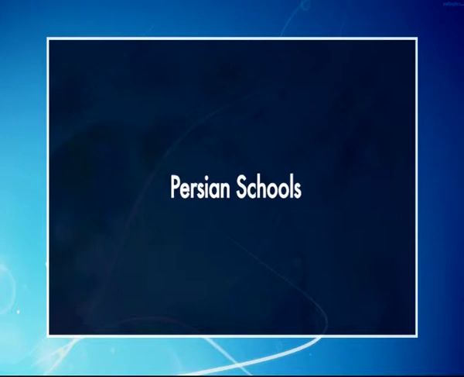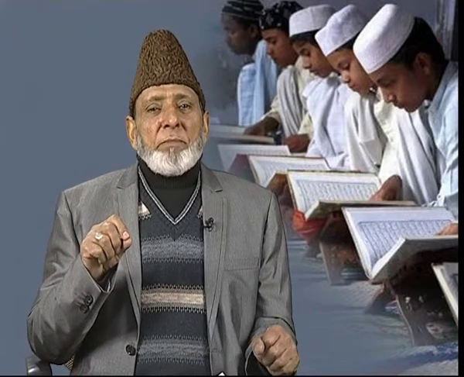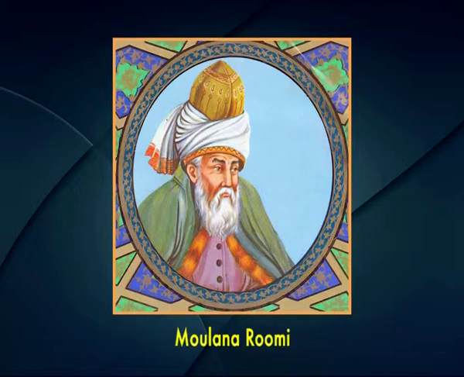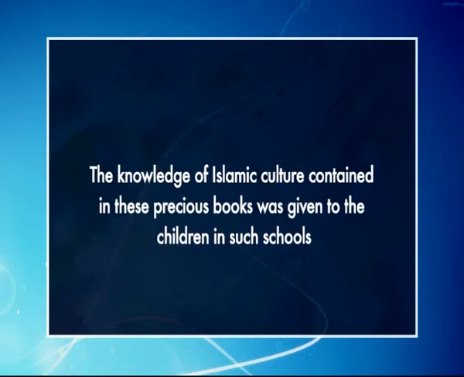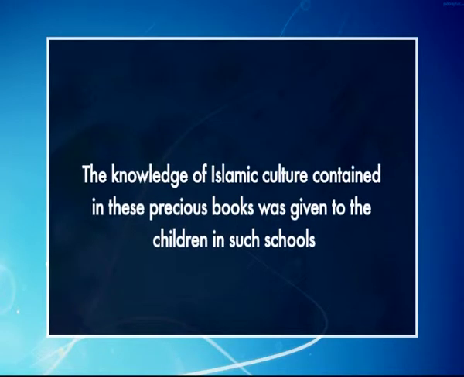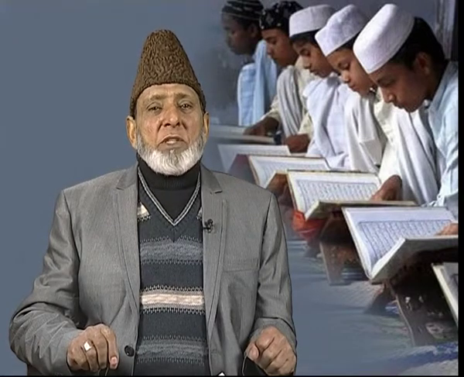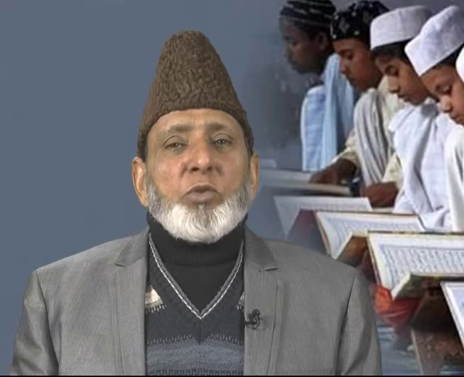The second type of school, Maktaba, was known as Persian school. Certain poetical works were taught in such schools, prominent among them being the works of Sheikh Sadi and Hafiz Shirazi, in addition to Maulana Rumi's Masnavi, etc. The knowledge of Islamic culture contained in these precious books was given to the children in such schools. Sections of these works were learned by heart by the students. Even the Hindus attended such schools and benefited from them. Writing was also taught in these schools, which provided chances of employment to the children.